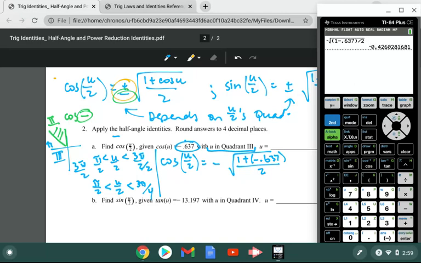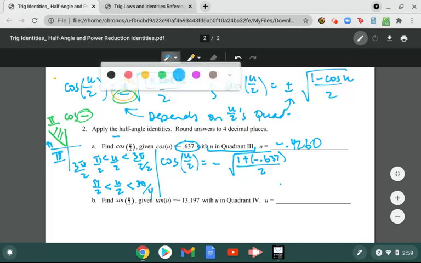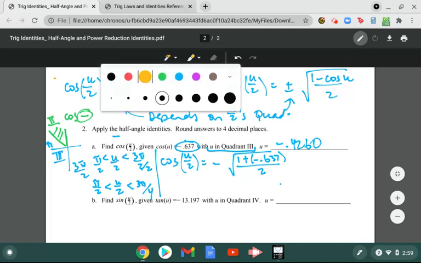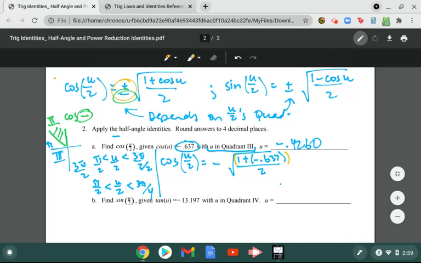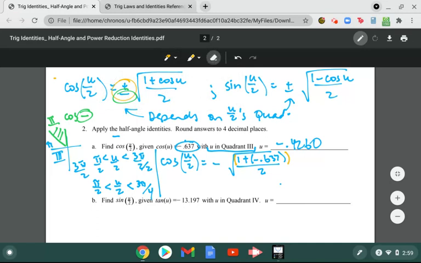So we get negative 0.426. It says 4 decimal places, so negative 0.4260. So the parentheses that I use, I'm going to put them in yellow. I put parentheses here and here around that numerator. I did not use the parentheses here and here, but I did use the square root. Let me put it back. Okay, so that's what I typed into my calculator.